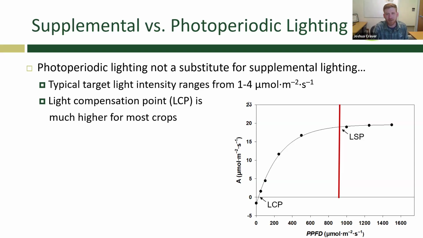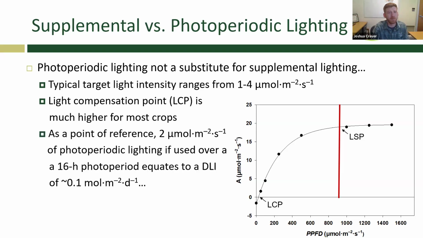What we have to understand, though, is that this 1 to 4 micromoles of light that we're generally providing through photoperiodic responses is not nearly enough to reach even that light compensation point for most species. As a point of reference, if we look at, for example, a 2 micromole target in terms of photoperiodic lighting, the contribution we'd get to DLI over a 16-hour photoperiod would only be around 0.1 moles per meter squared per day. So very minuscule in terms of what we're able to provide to our crops.